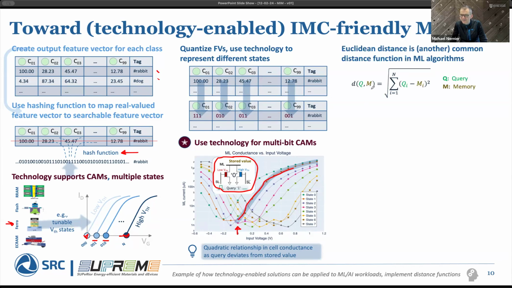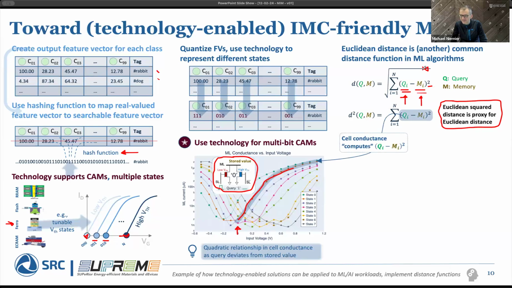And what we can actually do is leverage that to mimic a Euclidean distance function, for example. So imagine, for example, that my stored value is mi, and then my query value is qi. In that particular case, this would be stored in the associative memory, and then we would search with this particular value. In the mathematical expression for Euclidean distance, we're looking at the difference between those values, and we take the square of it. And it turns out that if you look in the literature, you can use just Euclidean squared distance as a proxy for Euclidean distance, so we don't have to worry about the square root necessarily. All right, so that cell conductance basically computes the qi minus mi squared term.